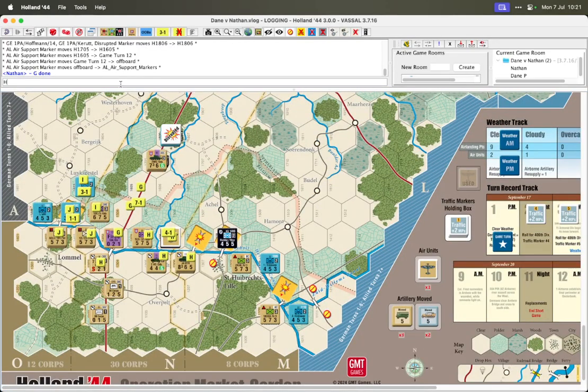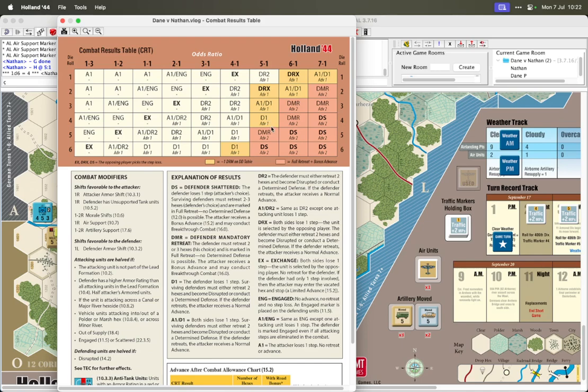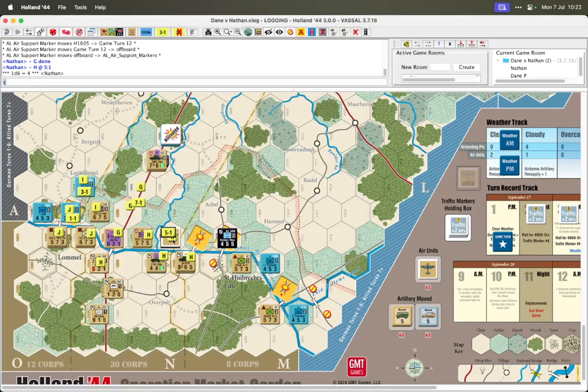And then H should be 5 to 1 because you put the air on it. Right. Okay. 4. So that makes D1.